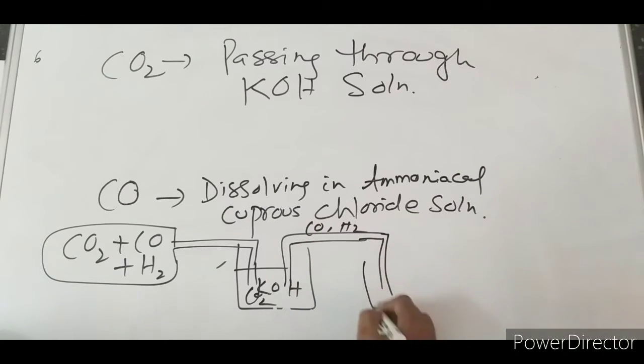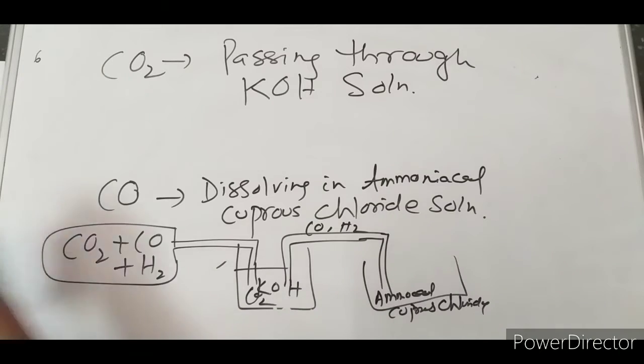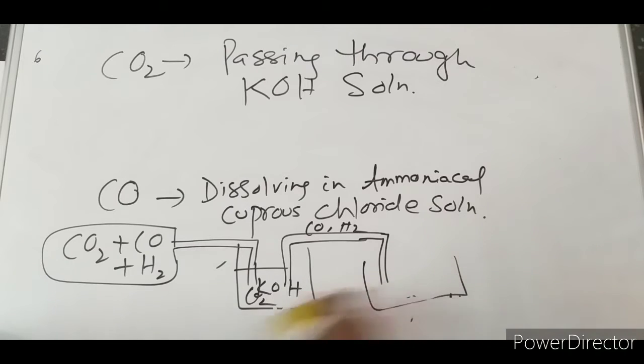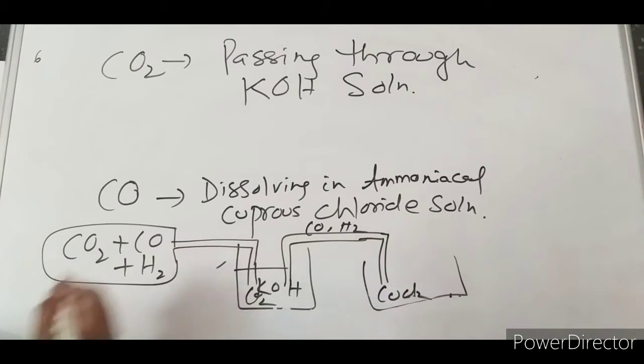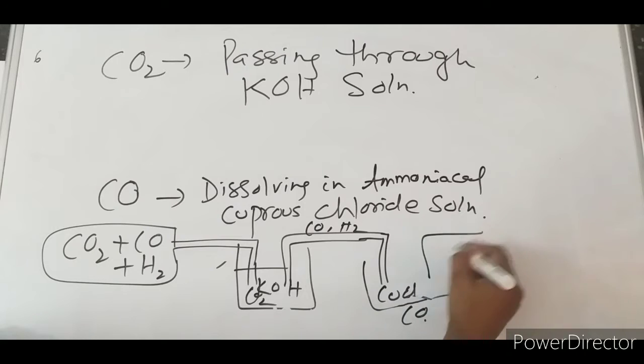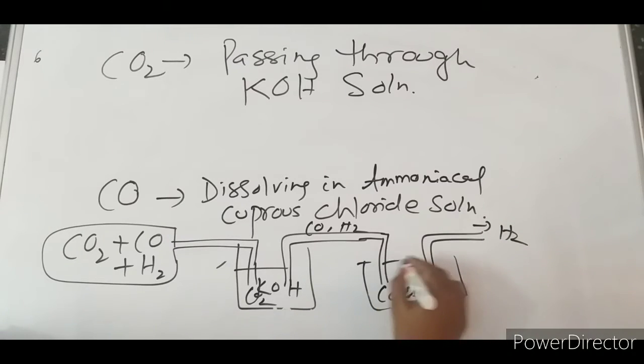Again, we take ammoniacal cuprous chloride, CuCl, with a few drops of ammonium hydroxide. The carbon monoxide gets dissolved here. Then we get pure hydrogen. Okay, so this is the rough diagram to understand this.